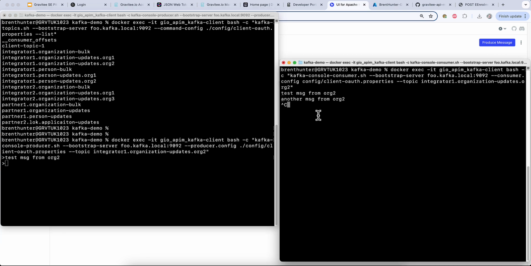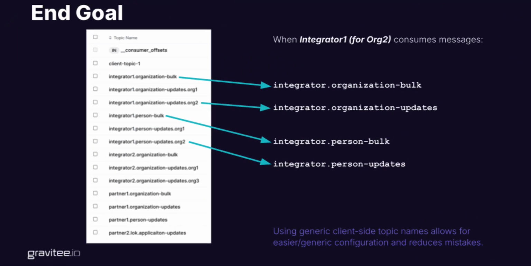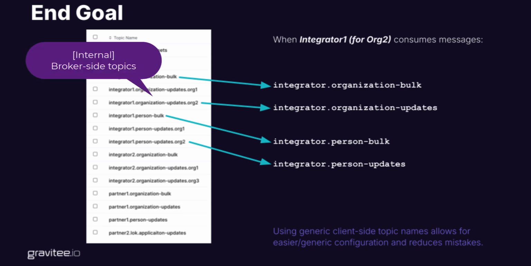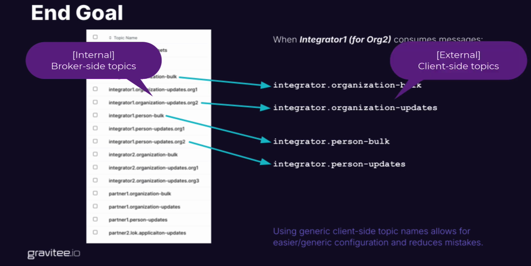Good. Okay, so let's start using some of the Gravitee policies specifically for the Kafka Gateway. So the end goal here is that we have a particular client called Integrator1, and they're allowed to access topics for org2. So what we want to do is map some of these internal broker side topics to our external client side topics. And this is obviously for ease of use, generic configuration, and it's going to reduce some of the mistakes that our clients can potentially make.